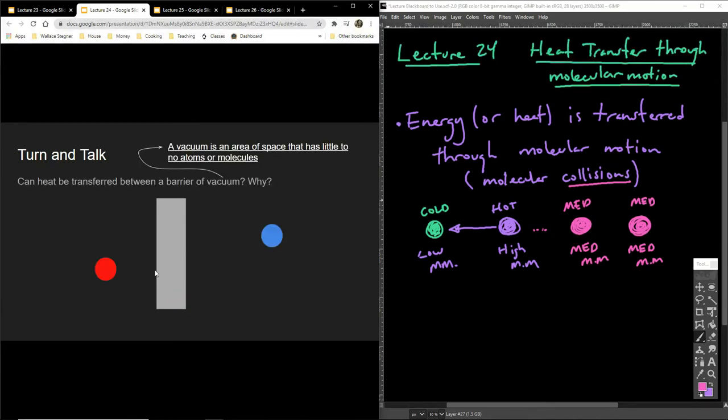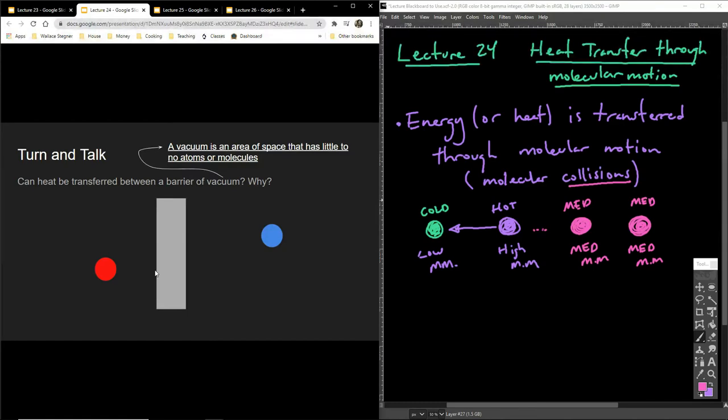Now, we're going to turn and talk in class, but I want you to think about what I just told you: energy is transferred through molecular motion. Just say that over and over again. Now I'm going to ask you this question. Can heat be transferred across a barrier of a vacuum? And if so, why? So remember what a vacuum is.